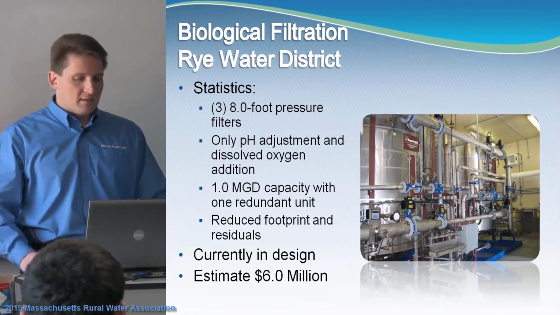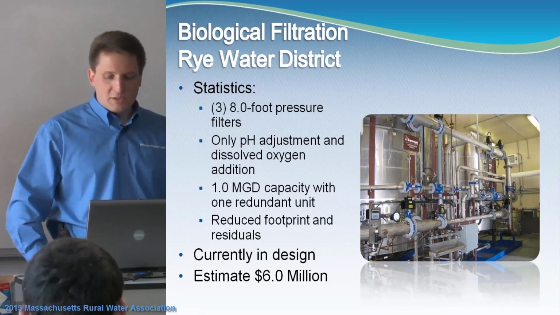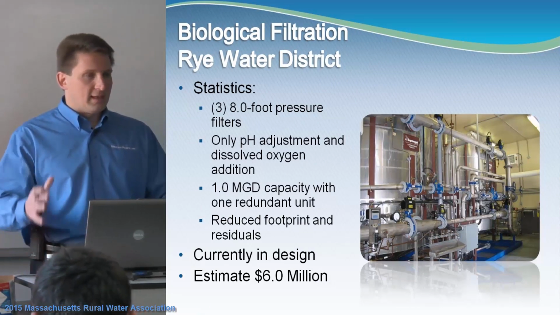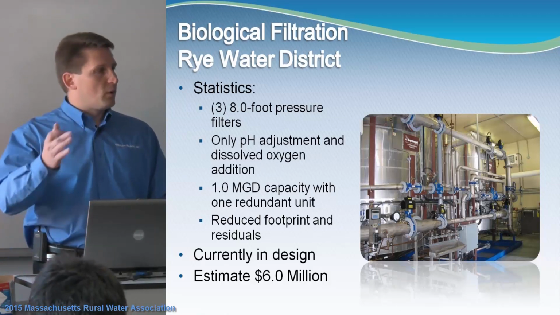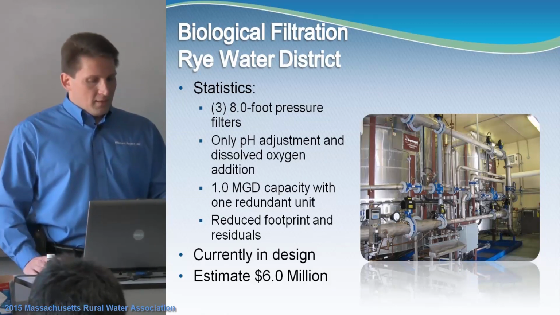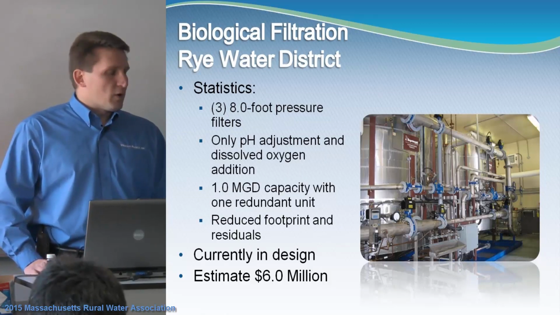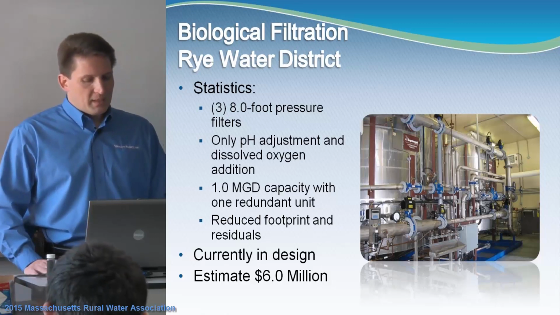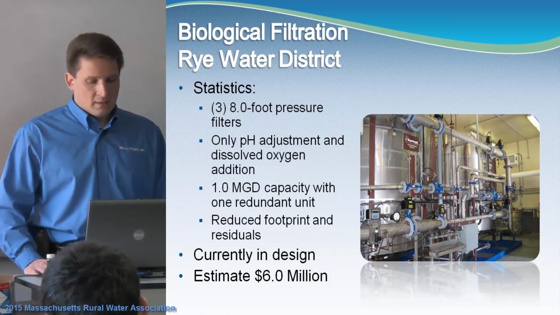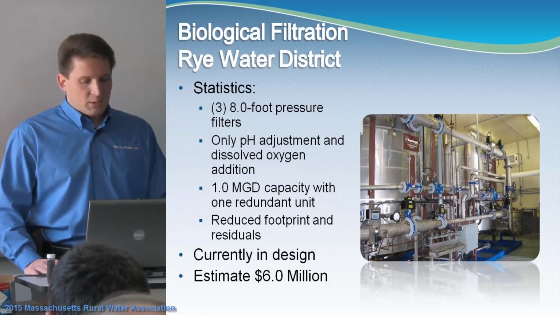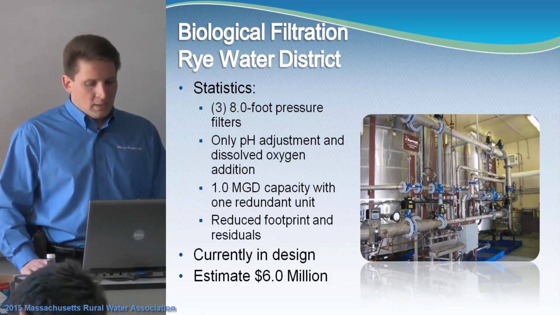The picture on the right, obviously, the project has not proceeded yet. That's a sample photo of what a filtration process of this nature could look like. Again, just a pressure filter with a bunch of valves and piping to make the water go where it needs to go. The design would ultimately be 3 8-foot diameter pressure filters. They would only need pH adjustments and the addition of dissolved oxygen to feed the process. The capacity of the facility would be 1 MGD with ultimately 1 redundant unit.